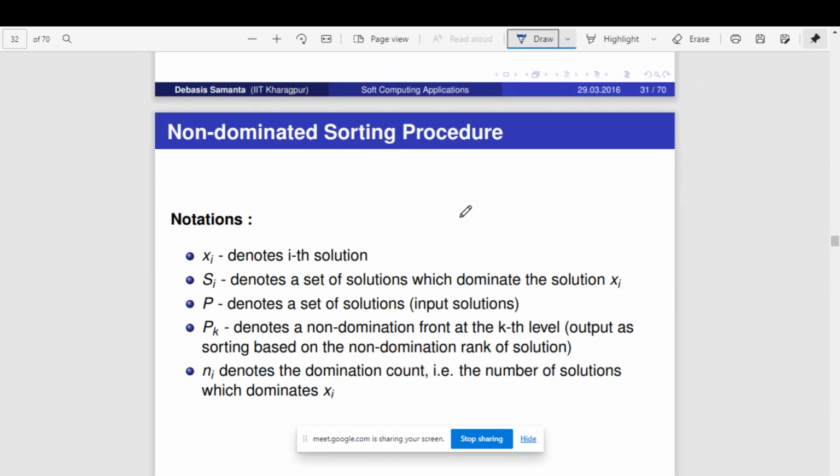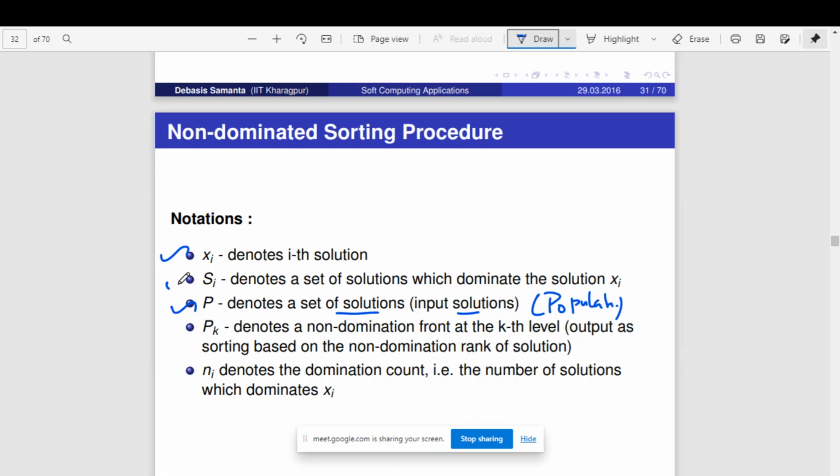Now let us see exactly how it works. I think you are following. Here we use some parameters. P represents the set of solutions, the entire population. P stands for population. So the initial set of solutions or input population is called P. Xi denotes the ith solution, some ith solution which is of our interest. We want to identify whether this ith solution is a good fit or not. So some ith solution is Xi.